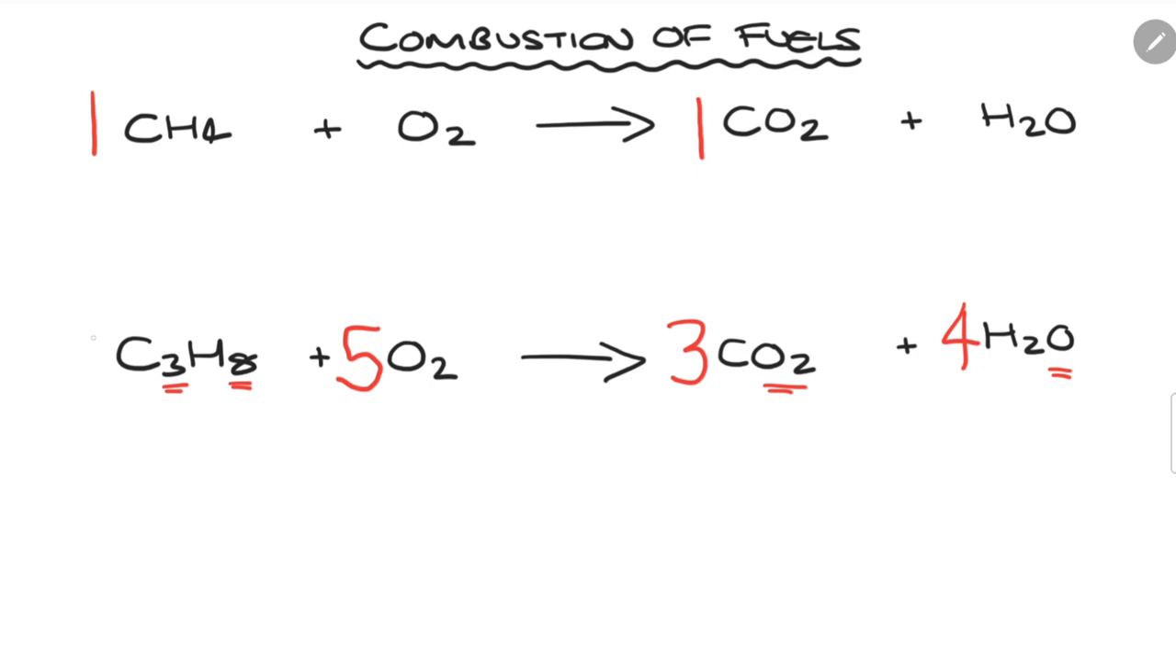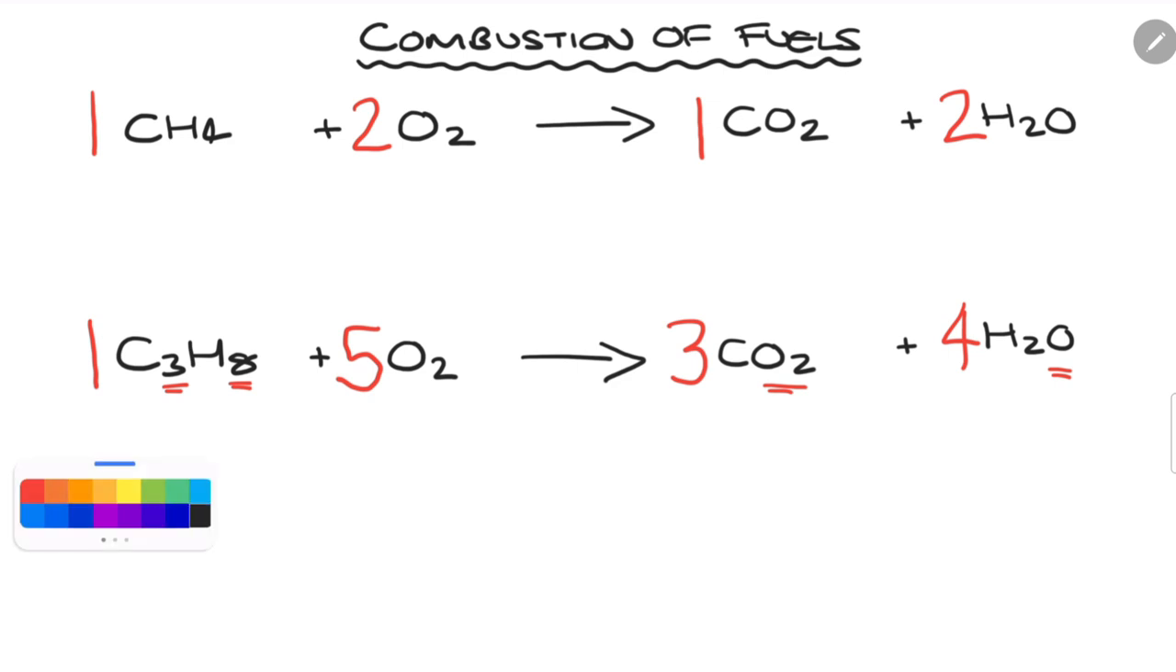In the same way, the first example would give us 1 molecule of carbon dioxide. I'll write the ones in so we can use them as comparisons. And we would have 2 water molecules. If we add up all the oxygens on the right-hand side of that equation, we would get to 4, which means we would need 2 molecules of oxygen there.